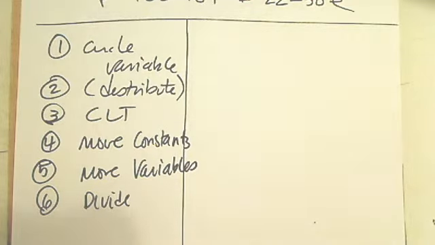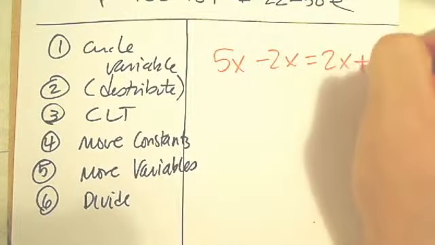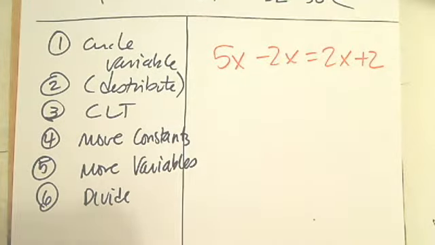Here we go. Ready for the first one? All right. This is going to be confusing, so bear with me. 5x minus 2x equals 2x plus 2. Do you notice that now there are variables on both sides of the equal sign as well as constants on both sides of the equal sign? Yesterday and the day before, it was only one side.